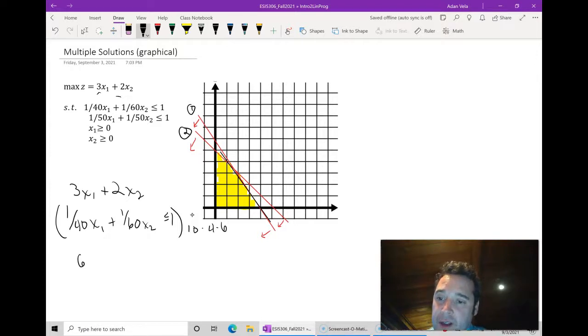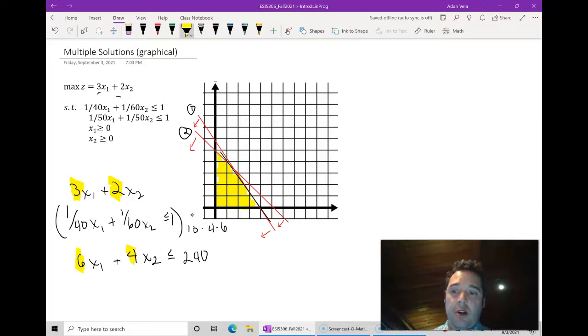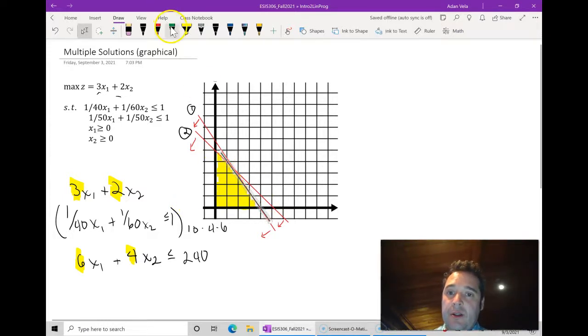We end up with 6x1 plus 4x2 is less than or equal to 240. Now the key part to note is that the ratio of the coefficients is proportional here. We have 3 to 2, and then we have 6 to 4. And so it makes sense that this isoline lines up with the first constraint.